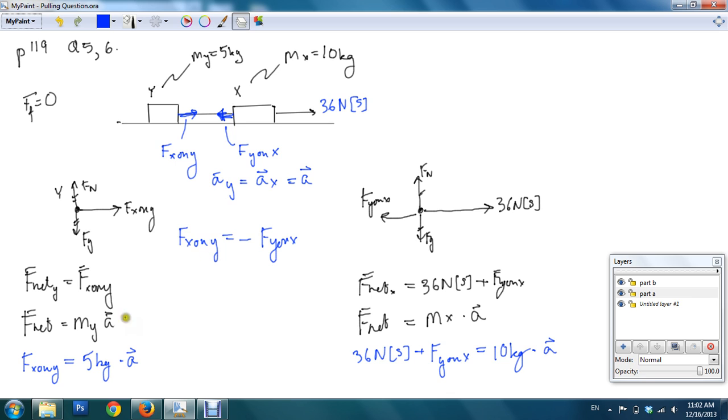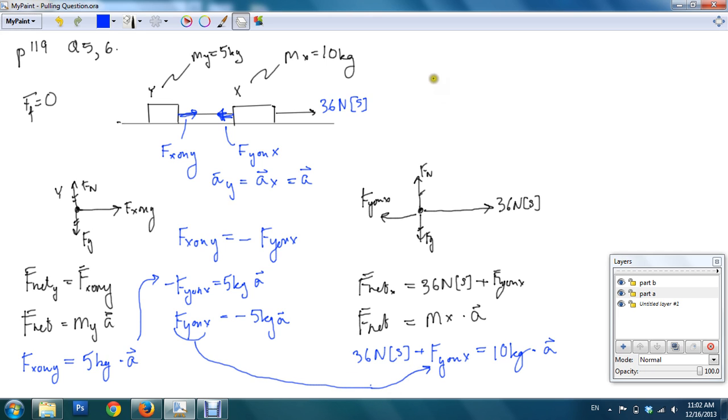I'm going to go with this one here. I'm going to say Fx on y is negative Fy on x. And I'm going to continue this here. Fx on y is just negative Fy on x, and it's equal to 5 kilograms times a. Now I just want to get rid of this negative, so I'll say Fy on x is equal to negative 5 kilograms times a. Now I'm going to take this and sub it into here.